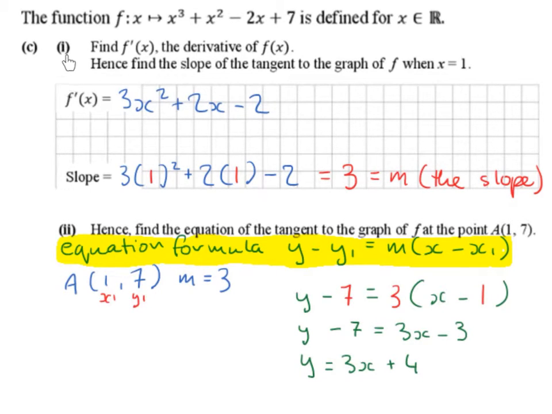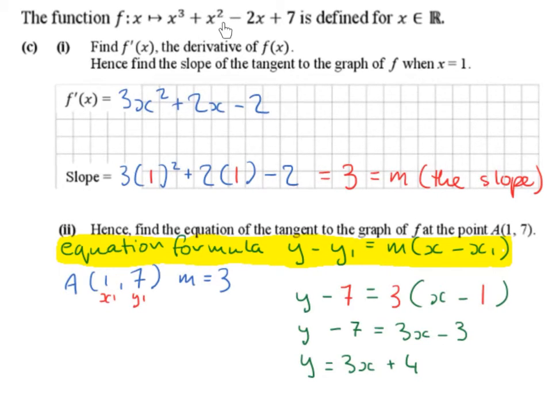Part C. Find f prime x, the derivative of f of x. Hence, find the slope of the tangent to the graph of f when x is equal to 1. So how we find the derivative is we bring the power down in front and we reduce the power by 1. We start off with x cubed. I'm going to bring that 3 down in front of the x, and that 3 is going to be reduced by 1. 3 minus 1 is 2. So I get 3x squared. So the derivative of x cubed is 3x squared.